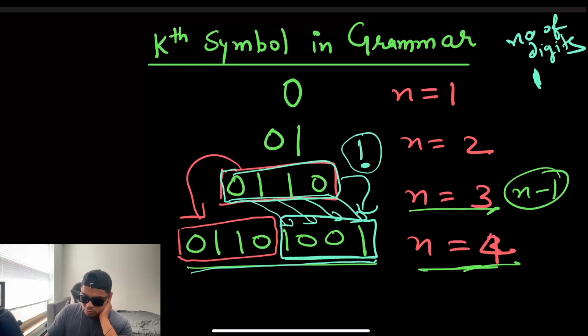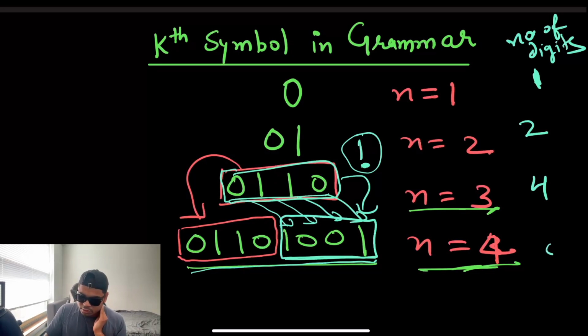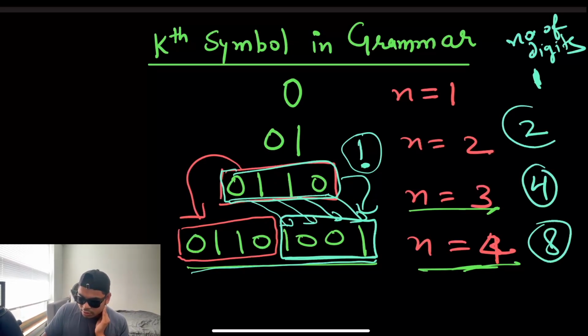When n equals 2, the number of digits is 2. When n equals 3, the number of digits is 4. When n equals 4, the number of digits is 8. What do you see here? We are doubling the digits at every step.